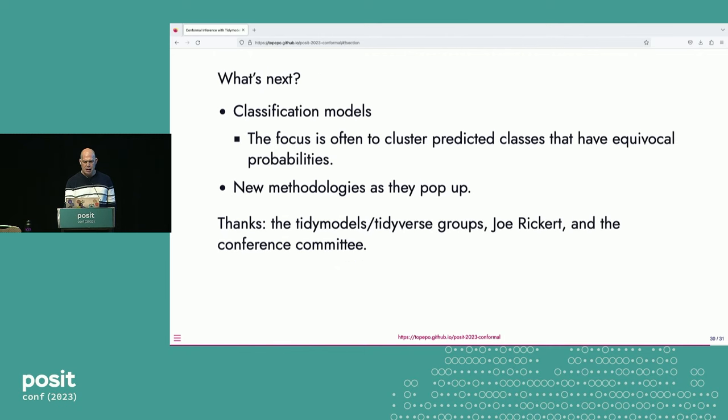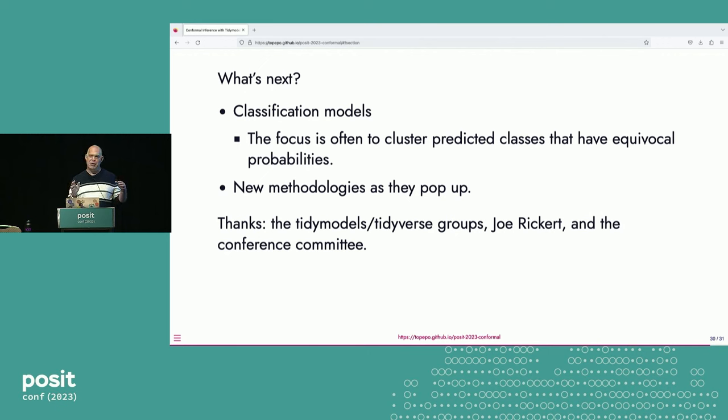So what's next? As I mentioned, we've already implemented regression models, so probably sometime in the new year I'll start looking at doing the same thing for classification models. In classification, in this particular domain, they typically focus on situations where we have a lot of classes. Let's say you're doing some sort of image classification, and there are 30 things you might classify an image as. What they focus on with conformal inference is clustering them, saying, well, is it dog or not dog, or hot dog, that whole thing.